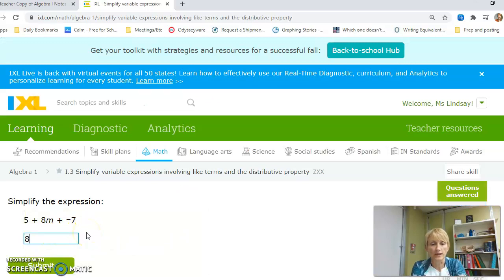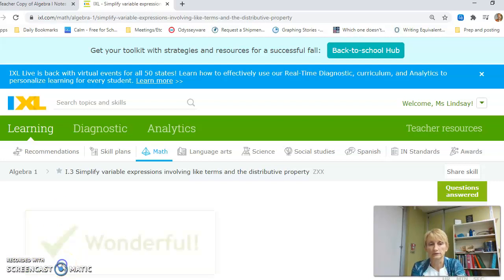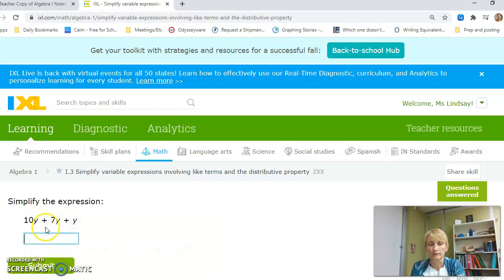So this one, the 8M is going to stay by itself. The 5 and the negative 7 would make negative 2. If there's just a Y, that counts as one Y. So I have 10 and 7 makes 17, and one more makes 18Y.